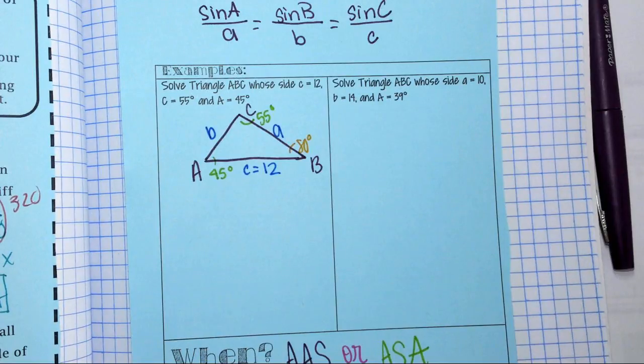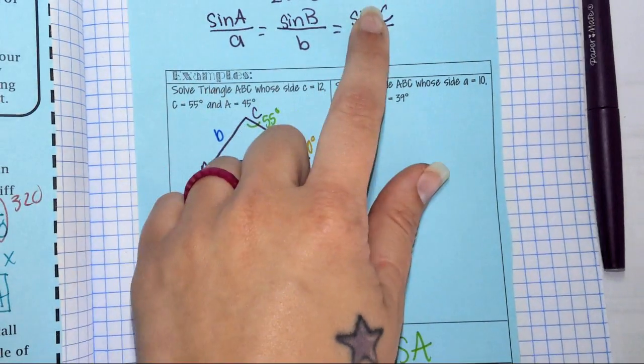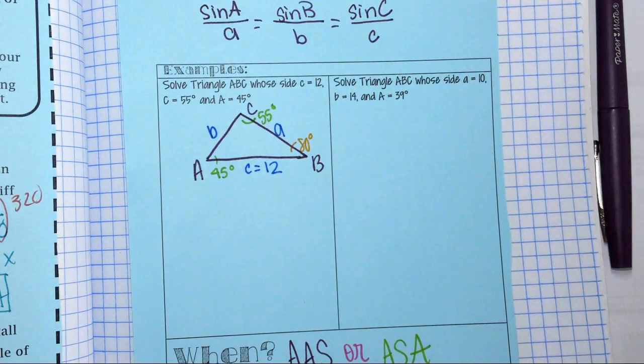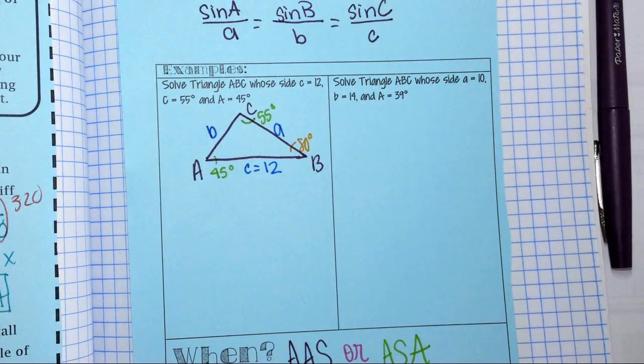All right, now, we can use our ratios up here to find our missing pieces. Now, what ratio do we have? Do we have A, B, or C? C. We have C. Why do we have C? Because we have both the angle and the side. Look at you go. Take a point.